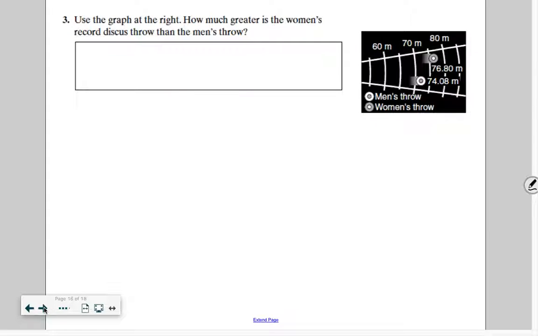The last one. Use the graph at the right. How much greater is the women's record discus throw than the men's throw? So, first of all, it shows that the women are throwing further than the men. The women's discus is smaller than the men's discus is. And the men's discus is not only wider in diameter, but it's also heavier. So it should make sense that the women would throw further than the men because it's proportionate to their size. Okay? So, the women is at 76 8/10.